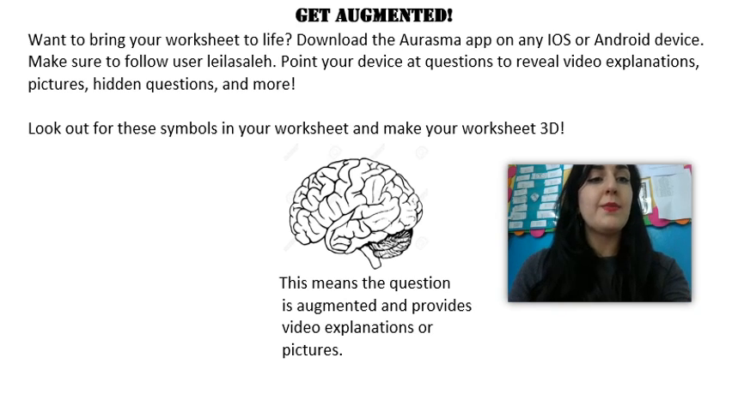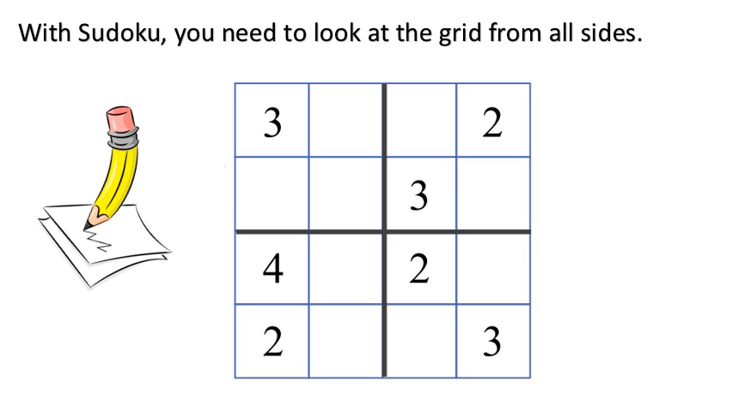Let's continue. With Sudoku, you need to look at the grid from all sides. You need to look vertically, horizontally, and you also need to look at the 4 squares together, right? Because this is a 4x4. The numbers in this 4x4 are obviously 1 through 4. So 1, 2, 3, 4. I have to make sure that I use all of the numbers vertically, horizontally, and in each 4x4 section.